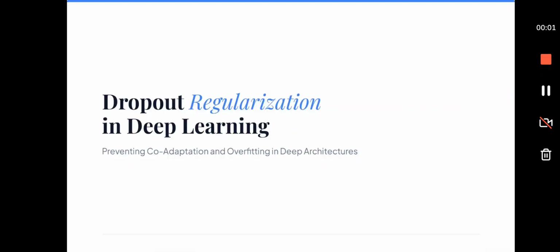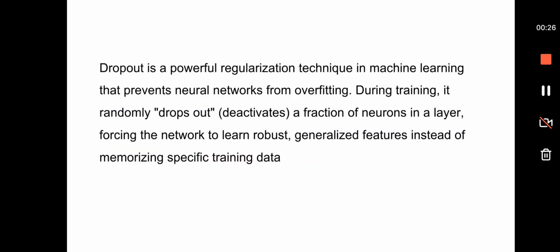Greetings to all. Today I am going to present the topic of dropout regularization in deep learning. Dropout is an important regularization technique used to reduce overfitting in neural networks. In this presentation, we will discuss the core concept of dropout, its working mechanism, mathematical formulation, different types, frameworks, implementation, and advantages. First, let us understand the introduction and importance of dropout.